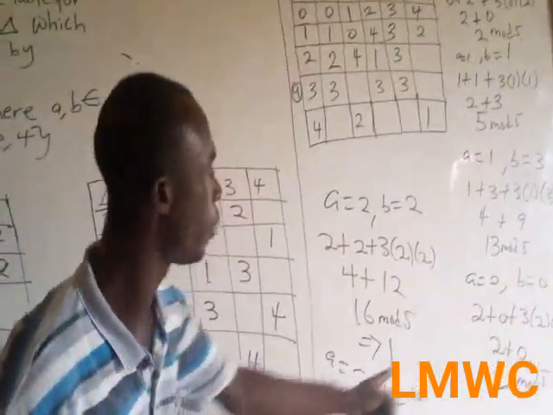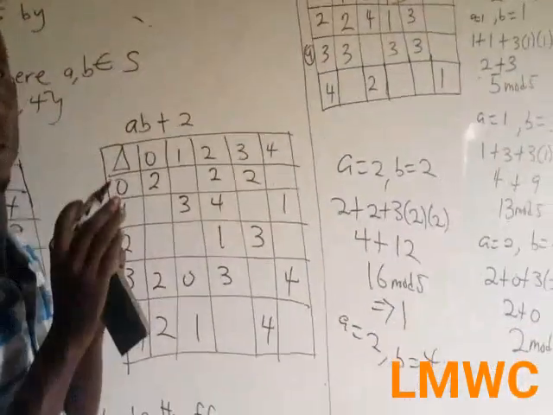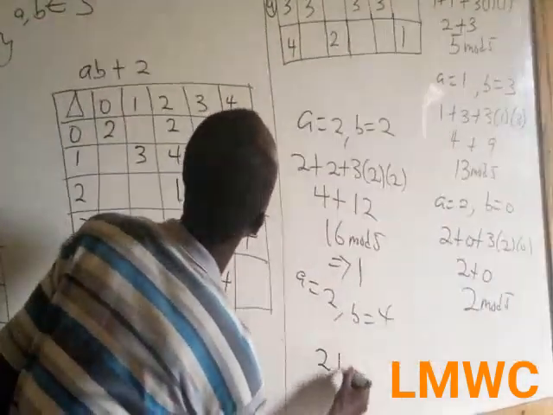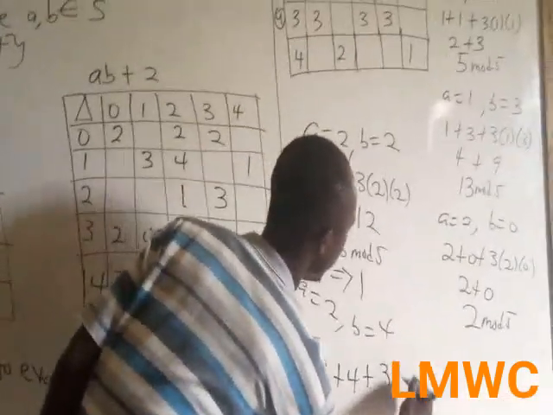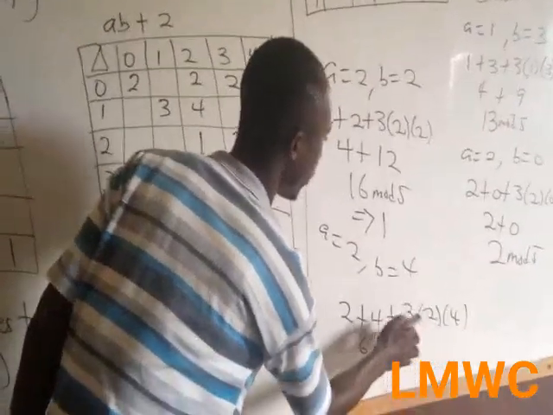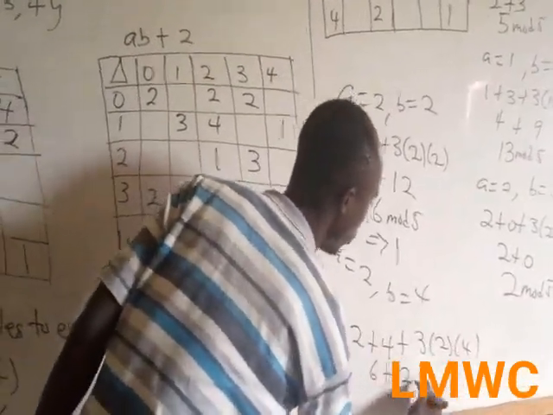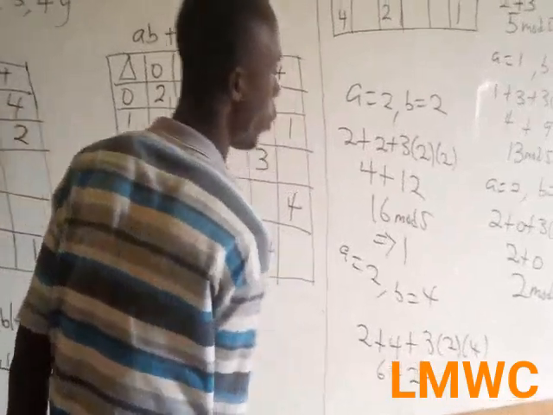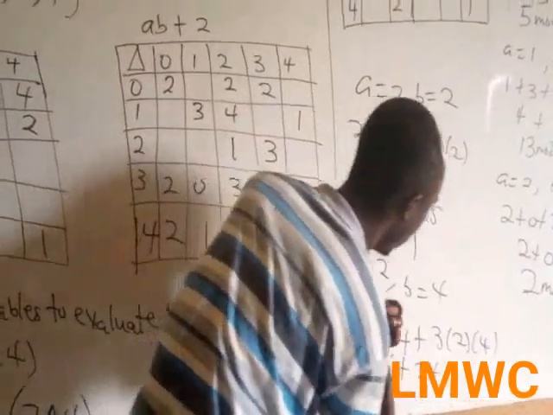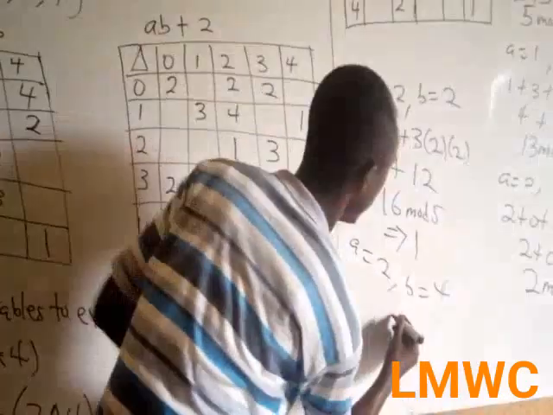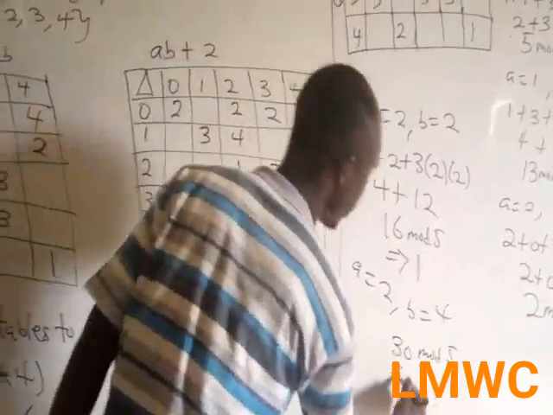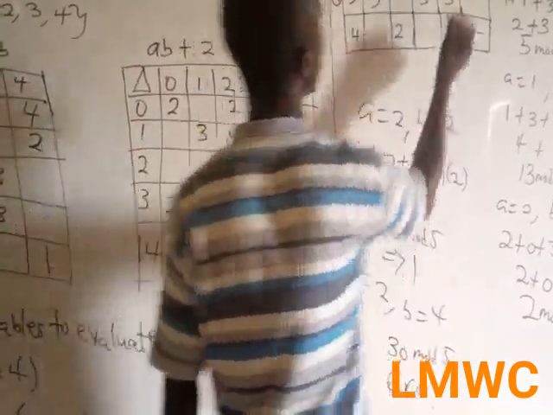So our A is 2 and B is what? 4. The reason why I'm writing this is that I want to make it simple. So it becomes 2 plus 4 plus 3 times 2, 4. 2 plus 4 is 6, plus 3 times 2, 6 times 4, 24. 6 plus 24, we have what? 30. We have 30 mod 5, remainder 0. We write our 0.